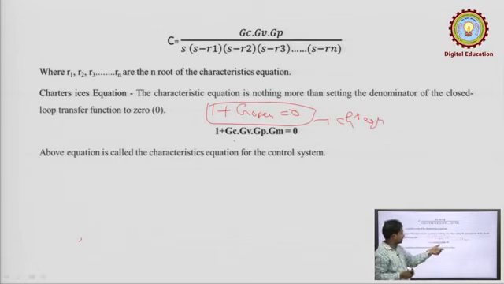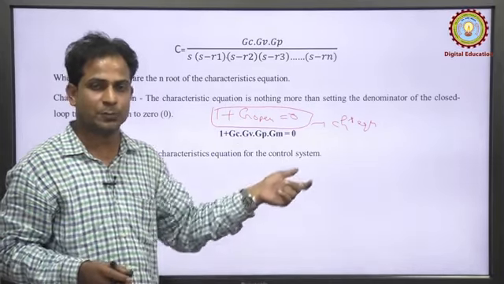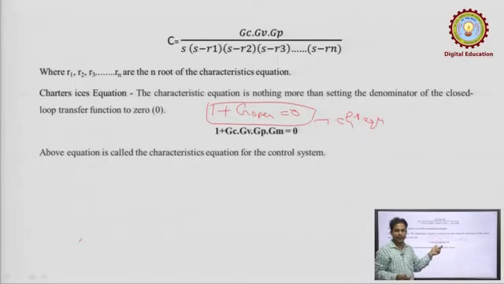So, 1 plus GC GV GP GM equal to 0, and it has some roots like R1, R2, R3 up to Rn, that depend on the transfer function of the system, like what GC contains, what GP contains, what GV contains and what GM contains. Just put all the transfer functions into the characteristic equation and convert it into polynomial form. To find out the stability of the system, we just check the behavior of those roots, where they lie.